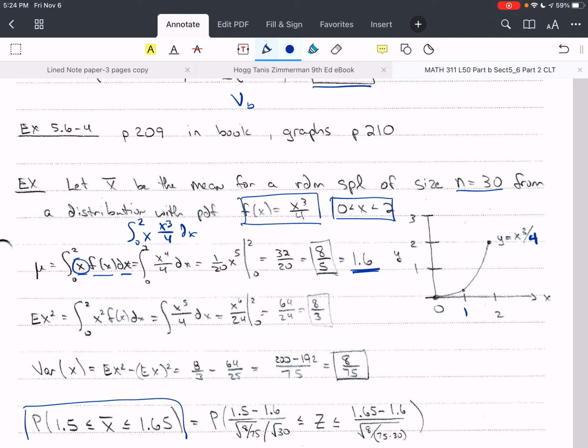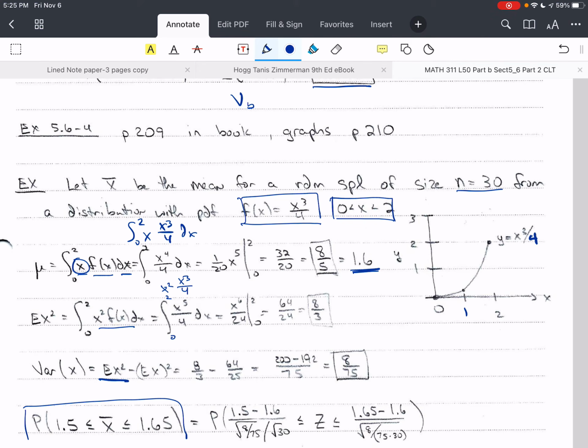Okay, and so I take E of x squared. So this is x squared times f of x, so this becomes x squared times x cubed over 4, which is x to the 5th over 4 dx. This goes from 0 to 2. I shouldn't forget that. That's going to give me x to the 6th over, so 6 times 4 is 24. 2 to the 6th is going to be 64 over 24. That's 8/3. Now that is a repeating decimal, so I'm not going to get rid of that. To calculate the variance, I'm going to use fractions.